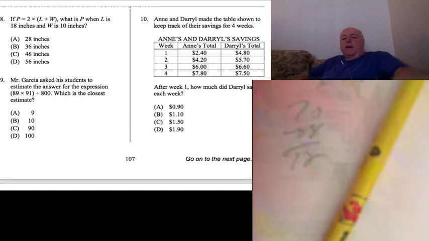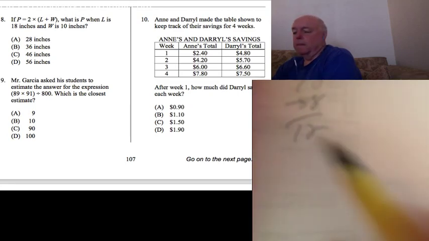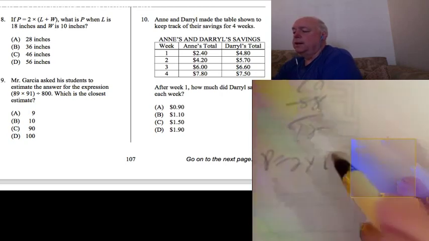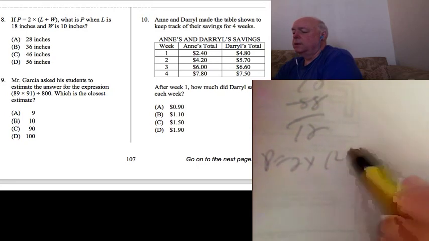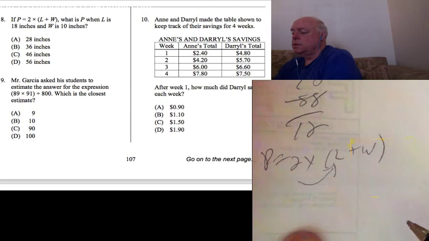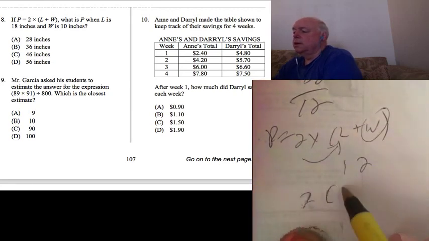Right, so 8 gets back to PEMDAS again. Some kids are only going to apply the 2 to the L and not apply it to the W. So if this is 1 and 2, they're going to basically do something like 2 times 1 is 2 plus 2 is equal to 4. Does not have to solve that.